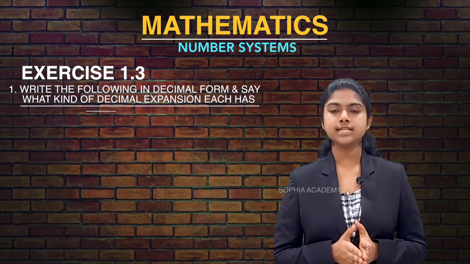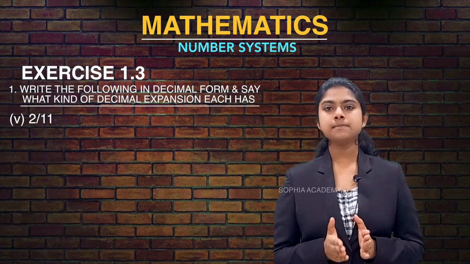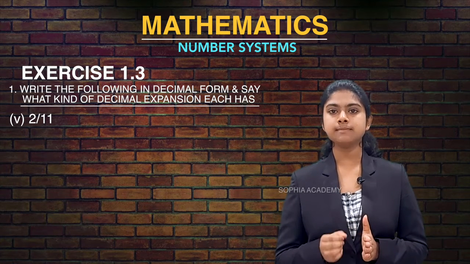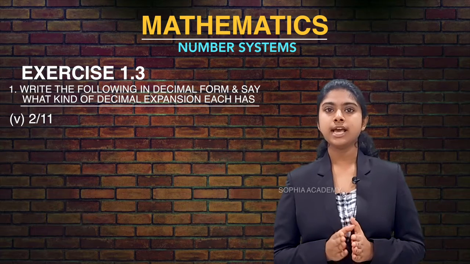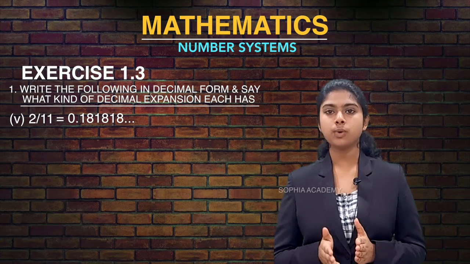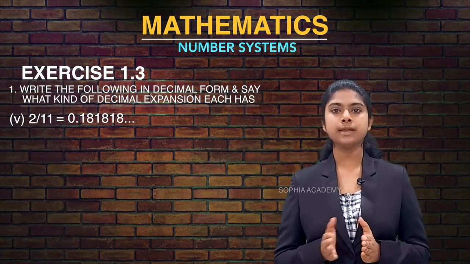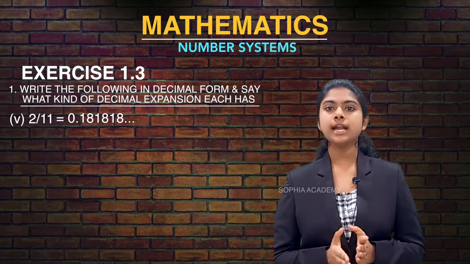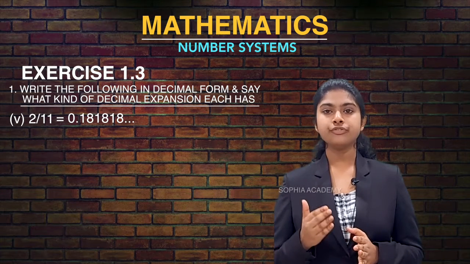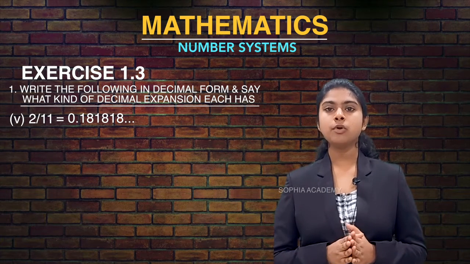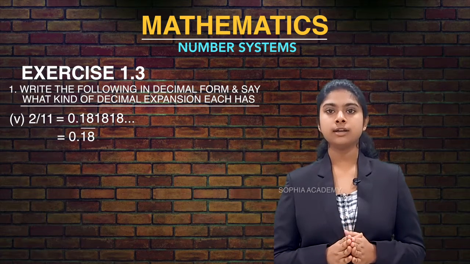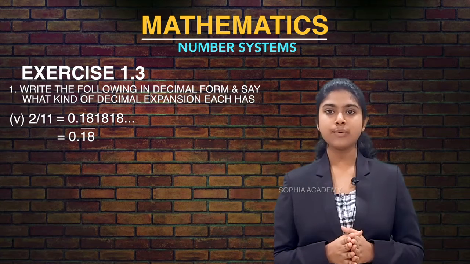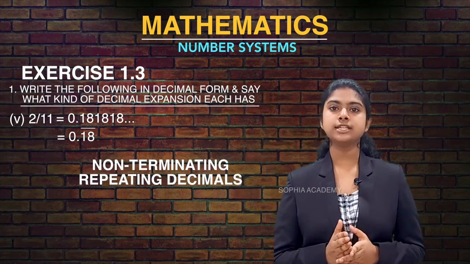Now, the fifth question is 2 by 11. When we do the long division method, we see that the decimal expansion of 2 by 11 is 0.181818, and this keeps on repeating with a remainder which is not equal to 0. That is, the decimal expansion of 2 by 11 is 0.18 with the whole bar, and therefore the kind of decimal expansion of 2 by 11 is non-terminating, repeating.